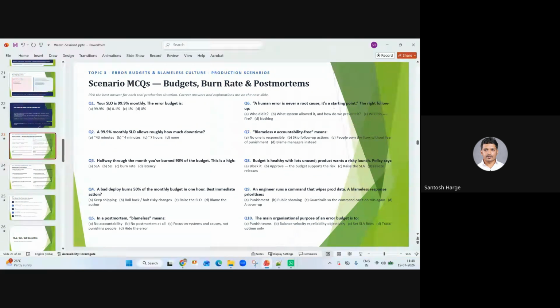Abhishek, I could see, is 43 minutes the minimum time for SLO 99, as the user won't be able to access it? No, Abhishek. So see, 43 minutes of downtime for the entire month. Okay, so this is nothing but the accepted downtime.